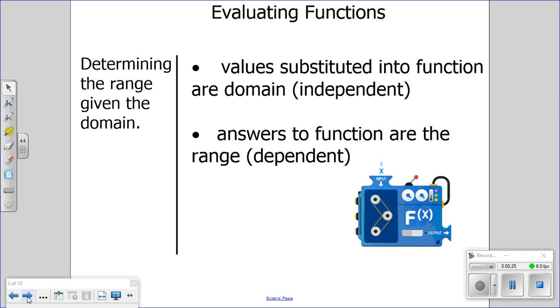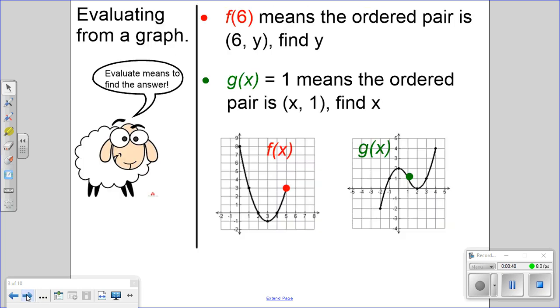range when we're given the x values. What you're going to do is take your x values and substitute them into your function. And then whatever you put in, you'll get out your range, and then you'll have your y values.